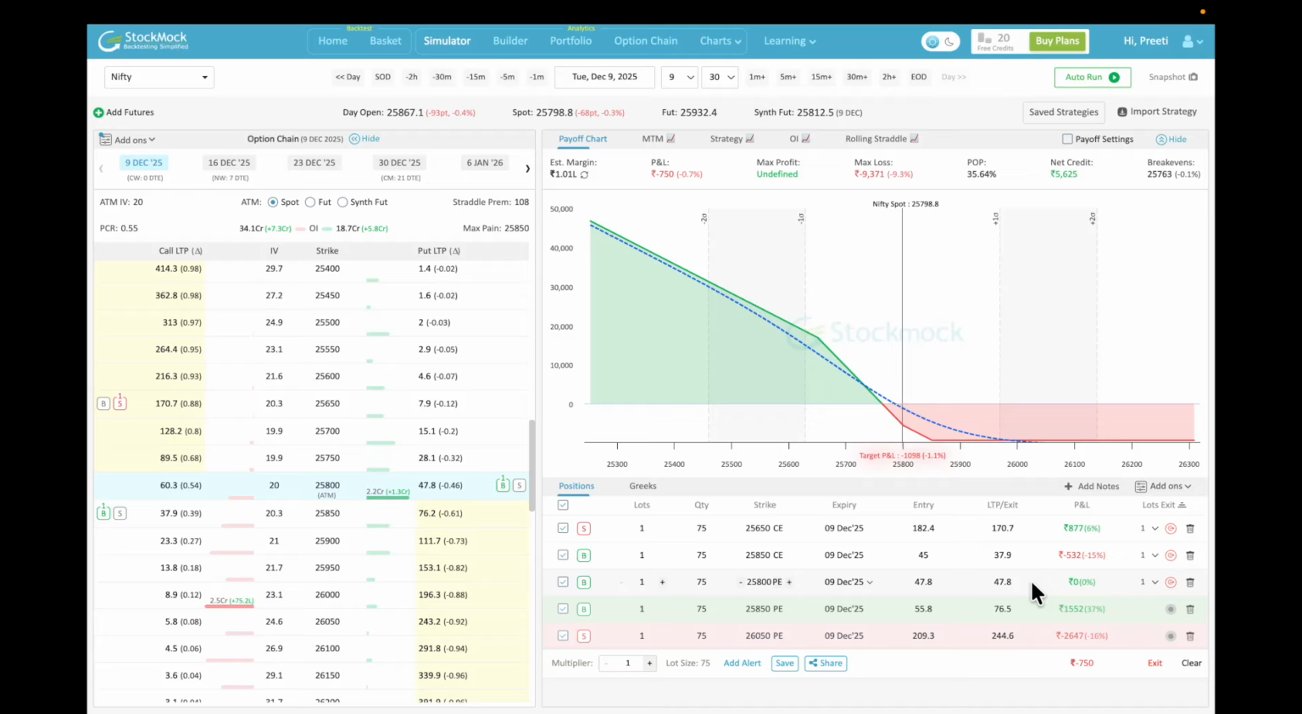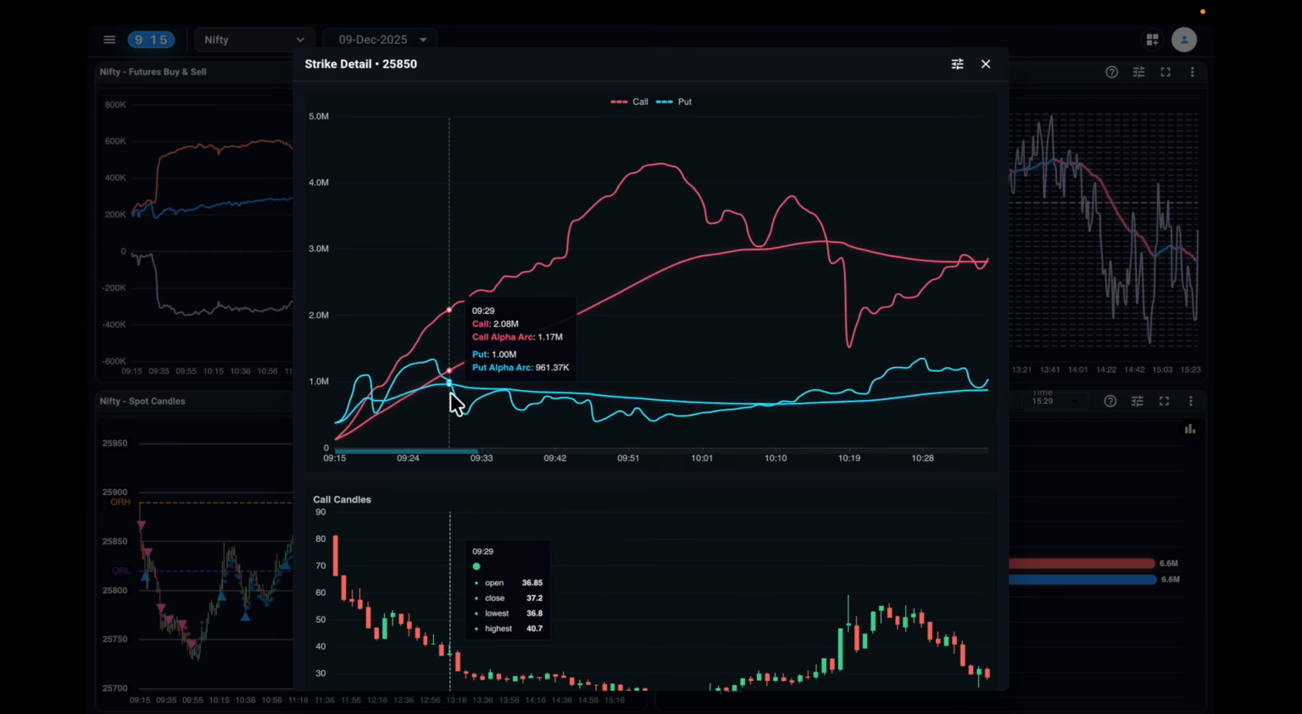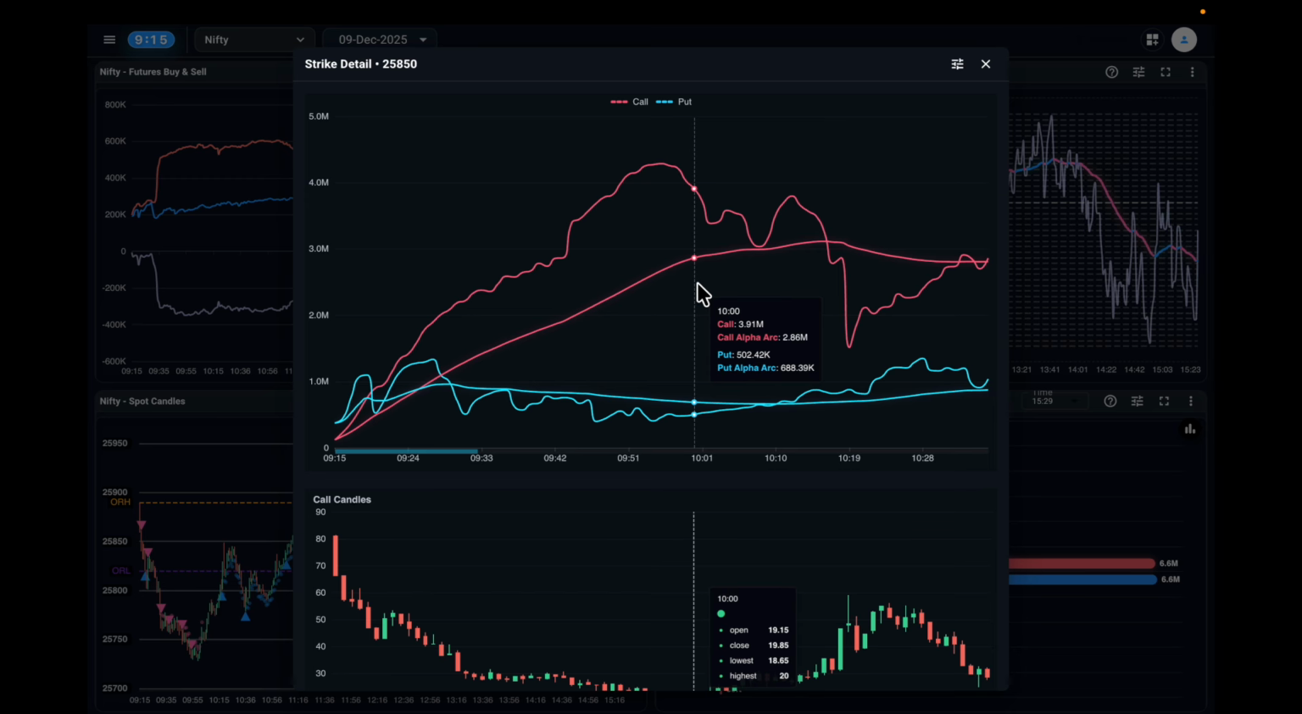Why did I take put buy? Like we always say, if sellers are exiting the market, that's when as a buyer, you'll probably make more money. That is the reason at 929, we said we will add a put leg. We'll do the same thing. We'll continue till 10 o'clock.